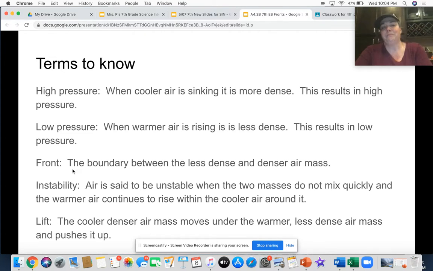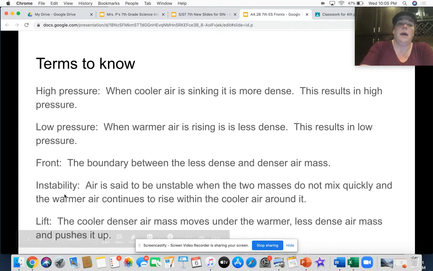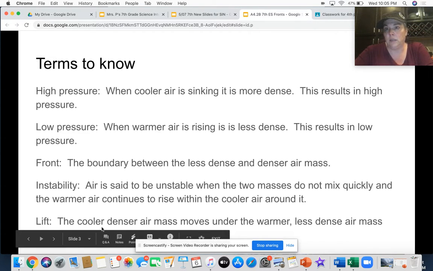Okay, the front. A front in weather is the boundary between the less dense and the more dense air masses, so the hot and the cold areas. Instability, Mrs. Porter. No, just kidding. Instability is when air is unstable, when two masses do not mix quickly, and the warmer air continues to rise within the cooler air around it. So we're getting a lot of movement. That's going to result in a lot of different weather systems happening.